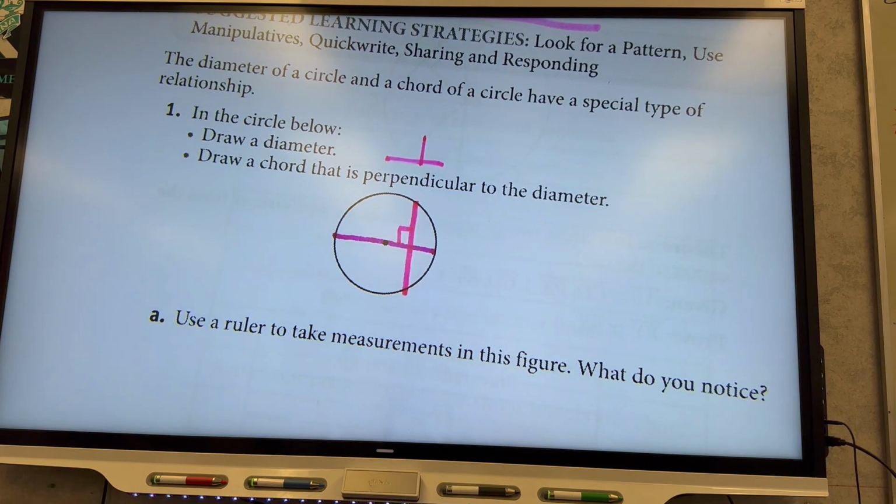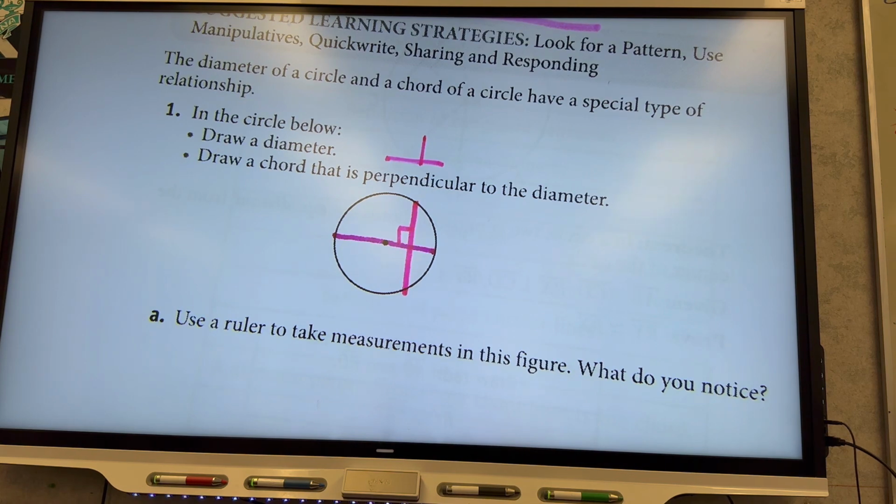Now in part A, it says to use a ruler to take measurements. But here's the thing. I didn't use a ruler to draw straight lines. I hand drew it in, so those are not going to be perfect. If I pulled out a ruler, I could have drawn these perfectly perpendicular. But I didn't. So we're going to make an assumption instead of measuring. So look at that picture. What does it look like the diameter is doing to the chord?